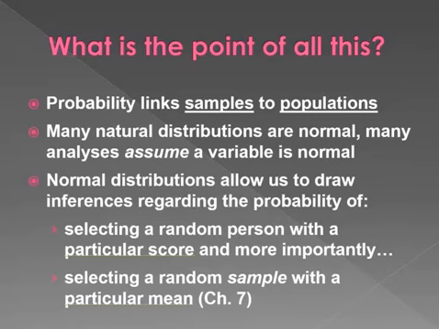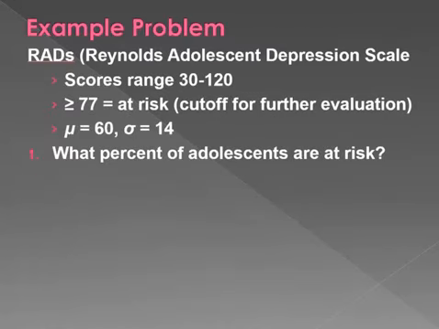And this is something that we're going to talk about when we move on to chapter 7. So I'm sort of just doing a little bit of foreshadowing here, but for now, we're going to stick with finding proportions and probabilities and/or percentages for one score within a distribution. And so let's do a problem here.